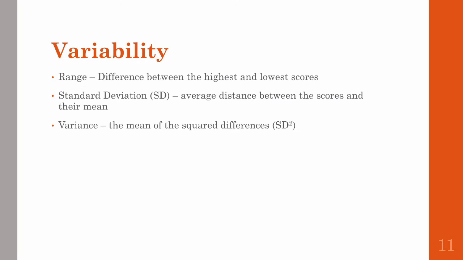We'll talk about three ways we can describe the variability. The first is the range, and this is just the difference between the highest and lowest scores. So you take the highest score minus the lowest score, and that's your range. We also have the standard deviation, and this is the average distance between the scores and their mean. So how much does each score deviate or differ from the grand mean? And then there's the variance, which is similar to the standard deviation, which is the mean of the squared differences.